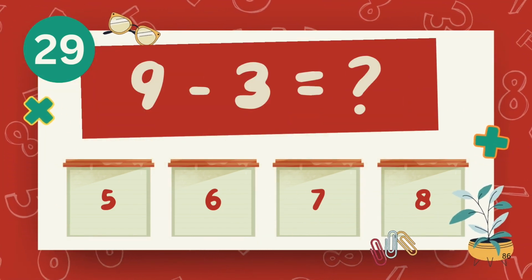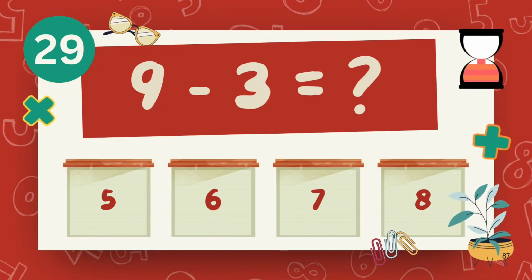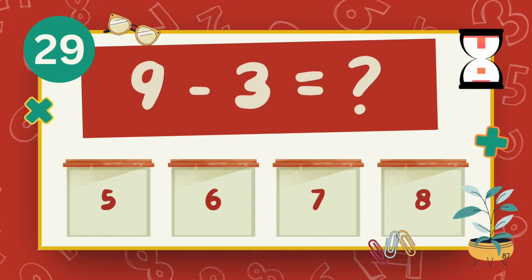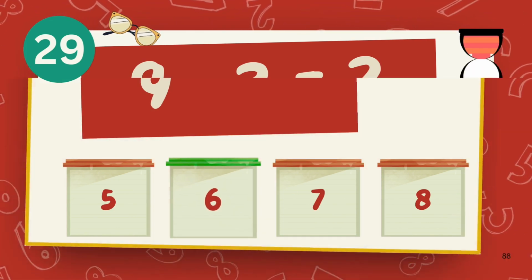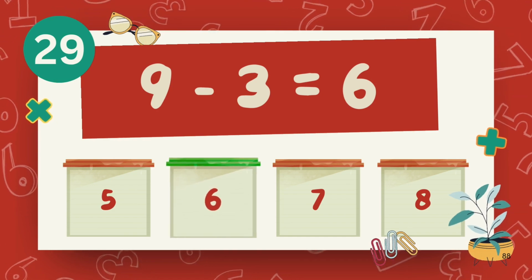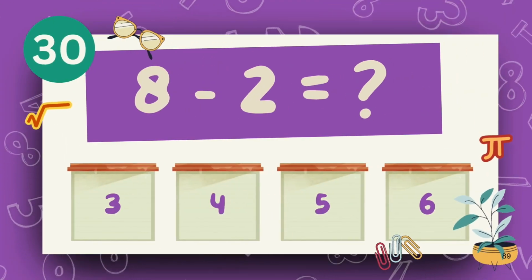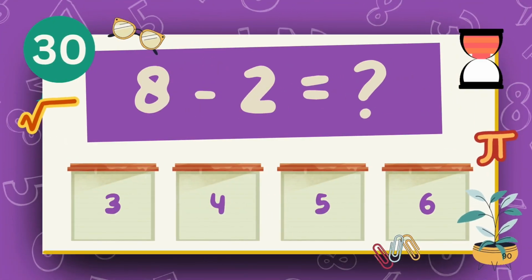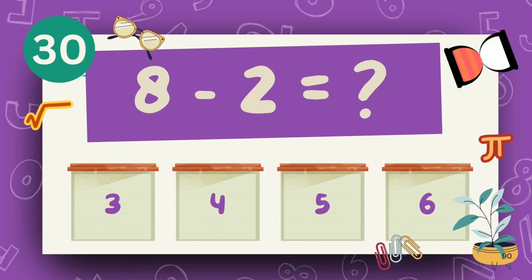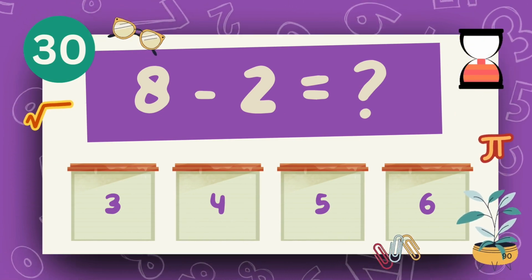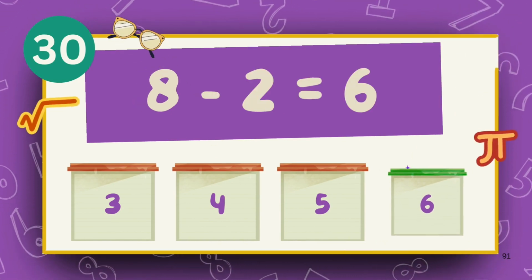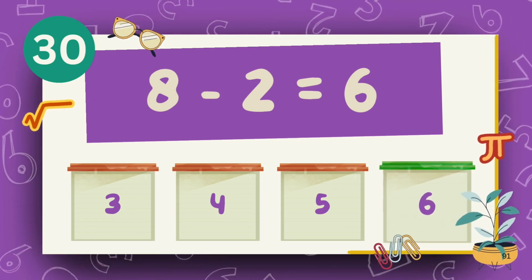What is 9 minus 3? The answer is 6. What is 8 minus 2? The answer is 6.